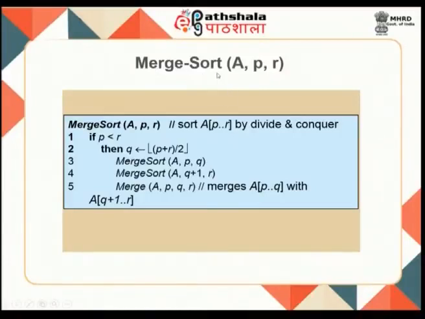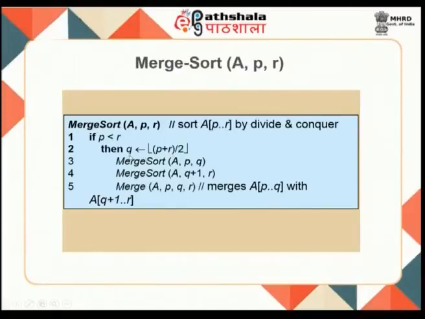So this is the name of the algorithm. A is the array, that is the unsorted one, and P, R are nothing but the lower and upper bounds of the given array. So when P is less than R, I am trying to divide, preferably exactly by half. So I am trying to find (P plus R) by 2. I am taking the floor to avoid the fractions.